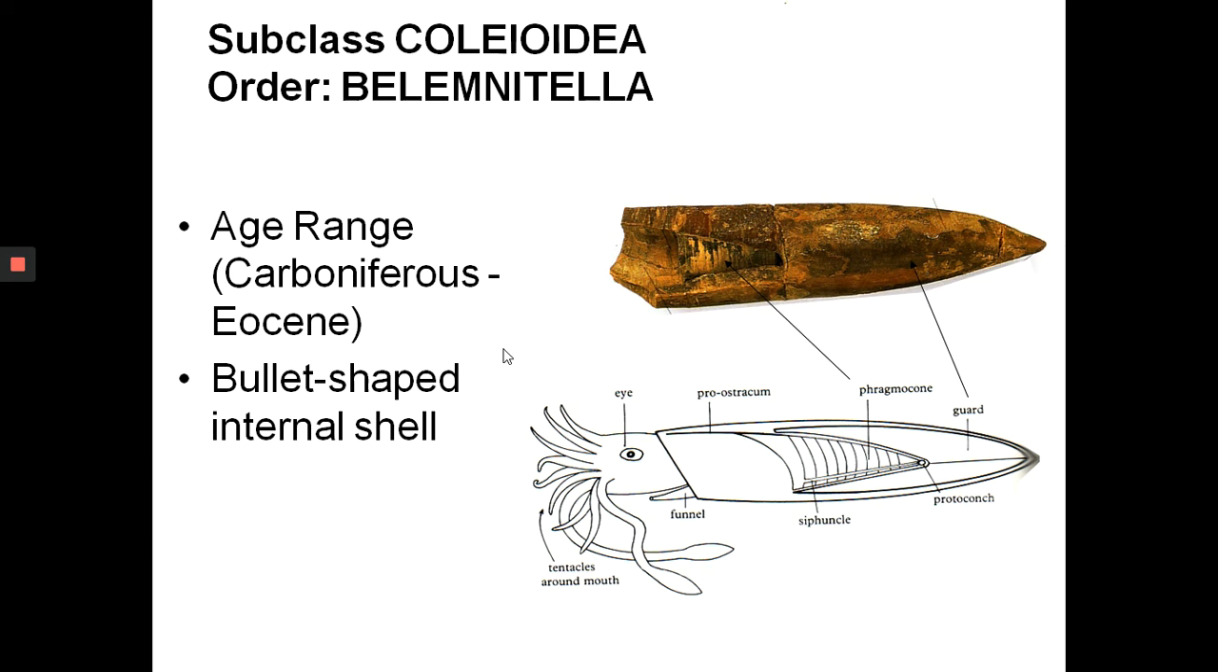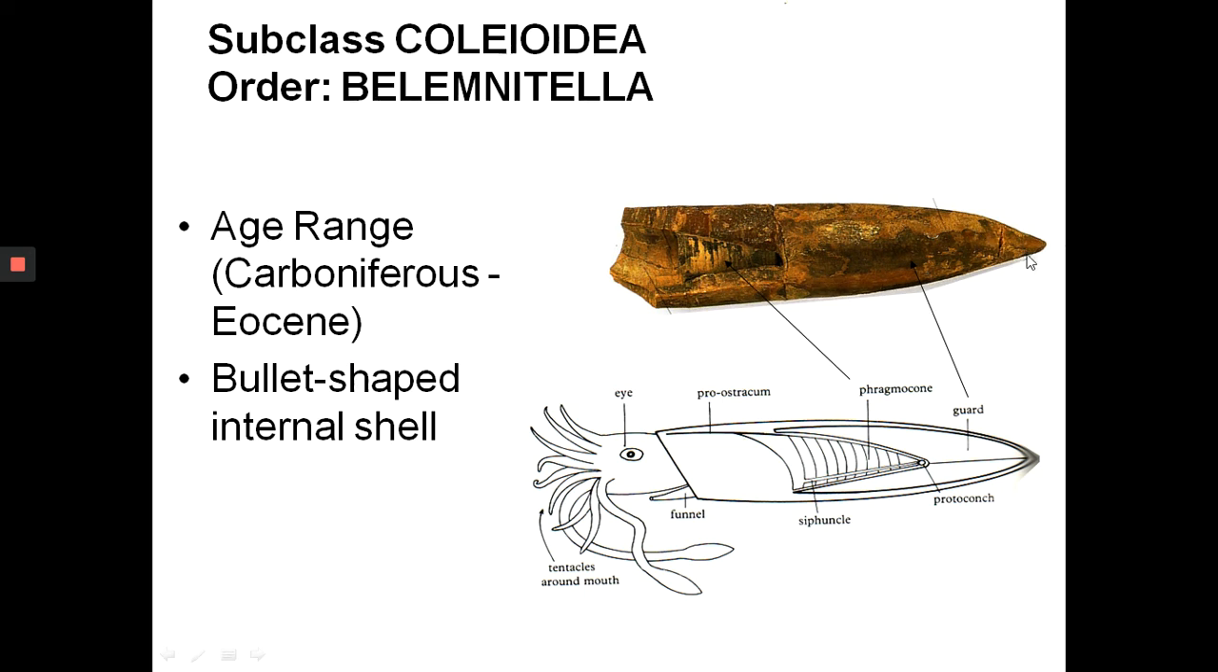members of the order Belemnitida. Superficially, they look like modern-day squids, with tentacles, a head, a funnel, and a soft body. Then they have an internal skeleton, but the internal shell is different from what we see. It doesn't look like a cuttlebone. These animals lived from the Carboniferous up to the Eocene, and the internal shell is bullet shaped. Nampak macam peluru ni.